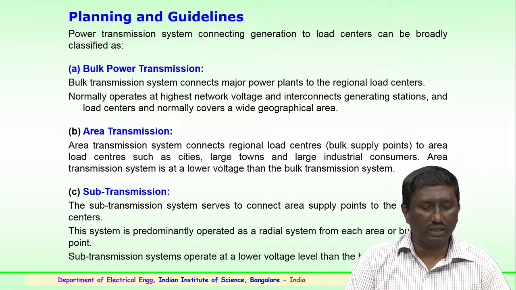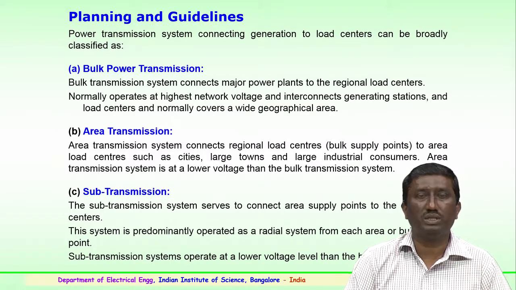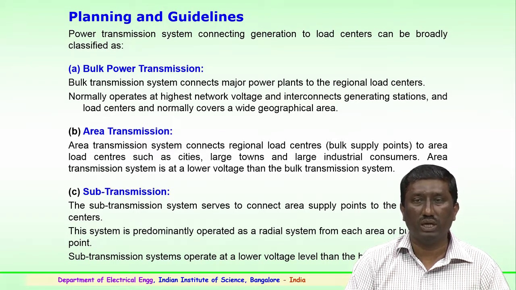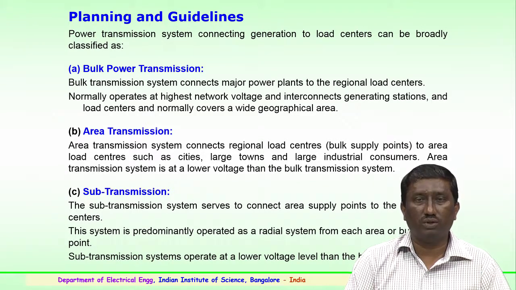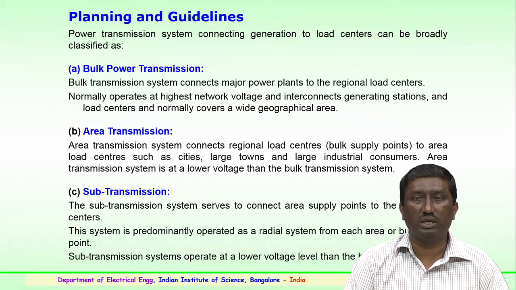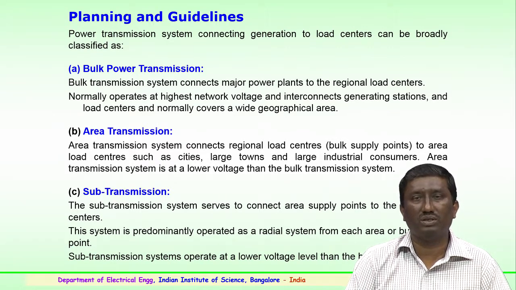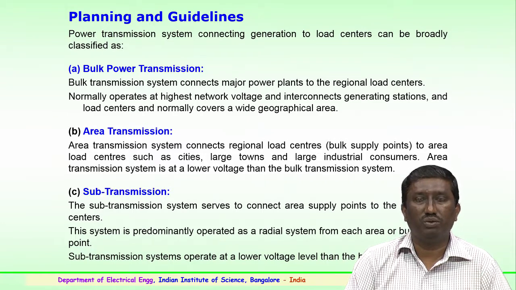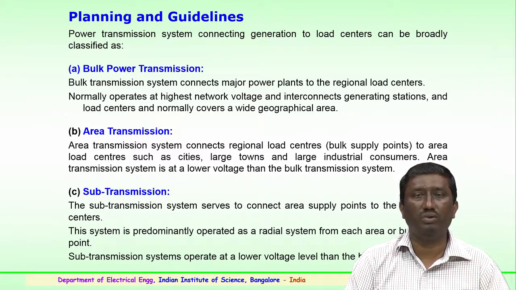The next is the area transmission. The area transmission system again consists of regional level load centers, that is, both bulk supply points to the area load centers. This could be for the respective cities or large towns or large industrial consumers. So, area transmission is at a slightly lower voltage than the bulk transmission system. In case the bulk transmission happens to be 400 or 765 kV, the area transmission could be anywhere between 11 kV, 66 kV or 132 kV depending upon the loads.